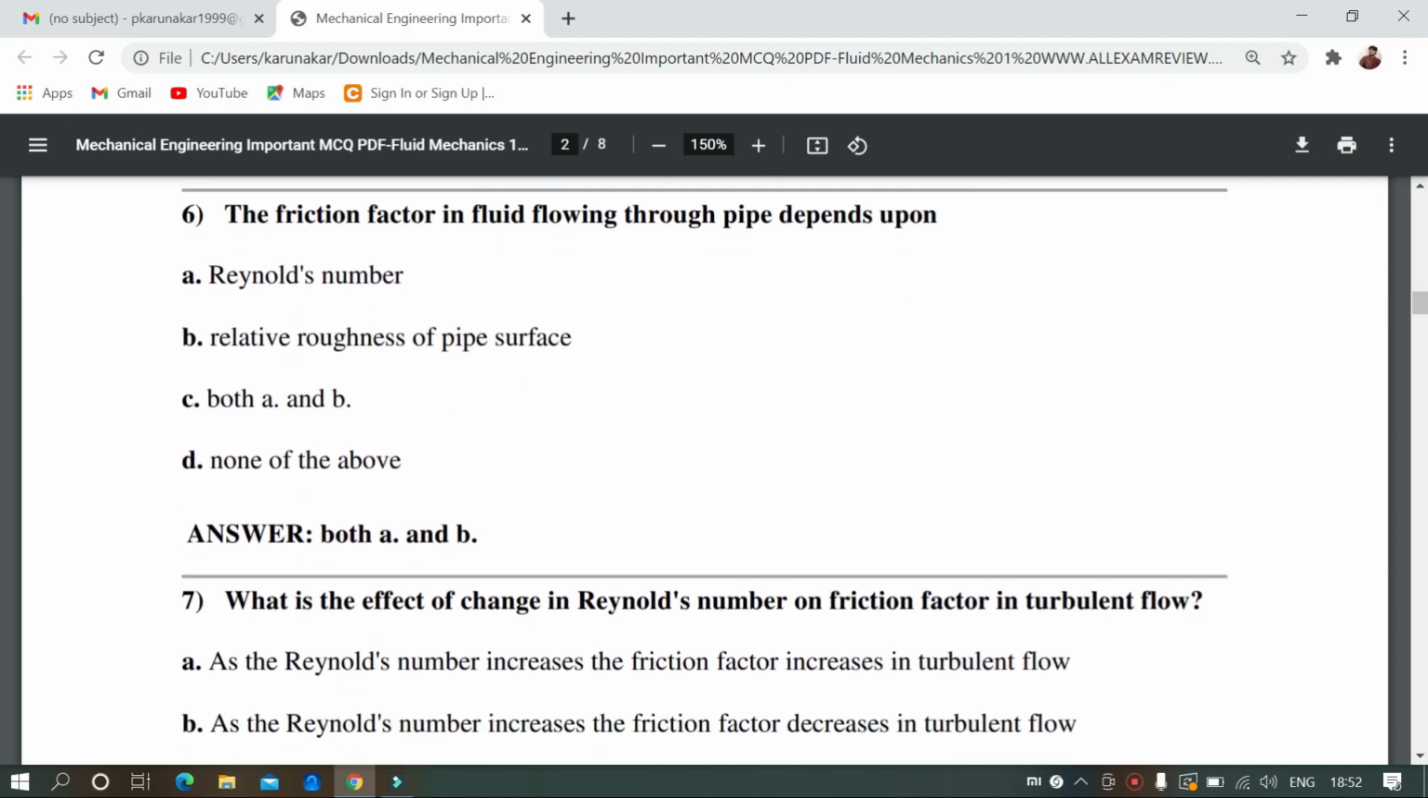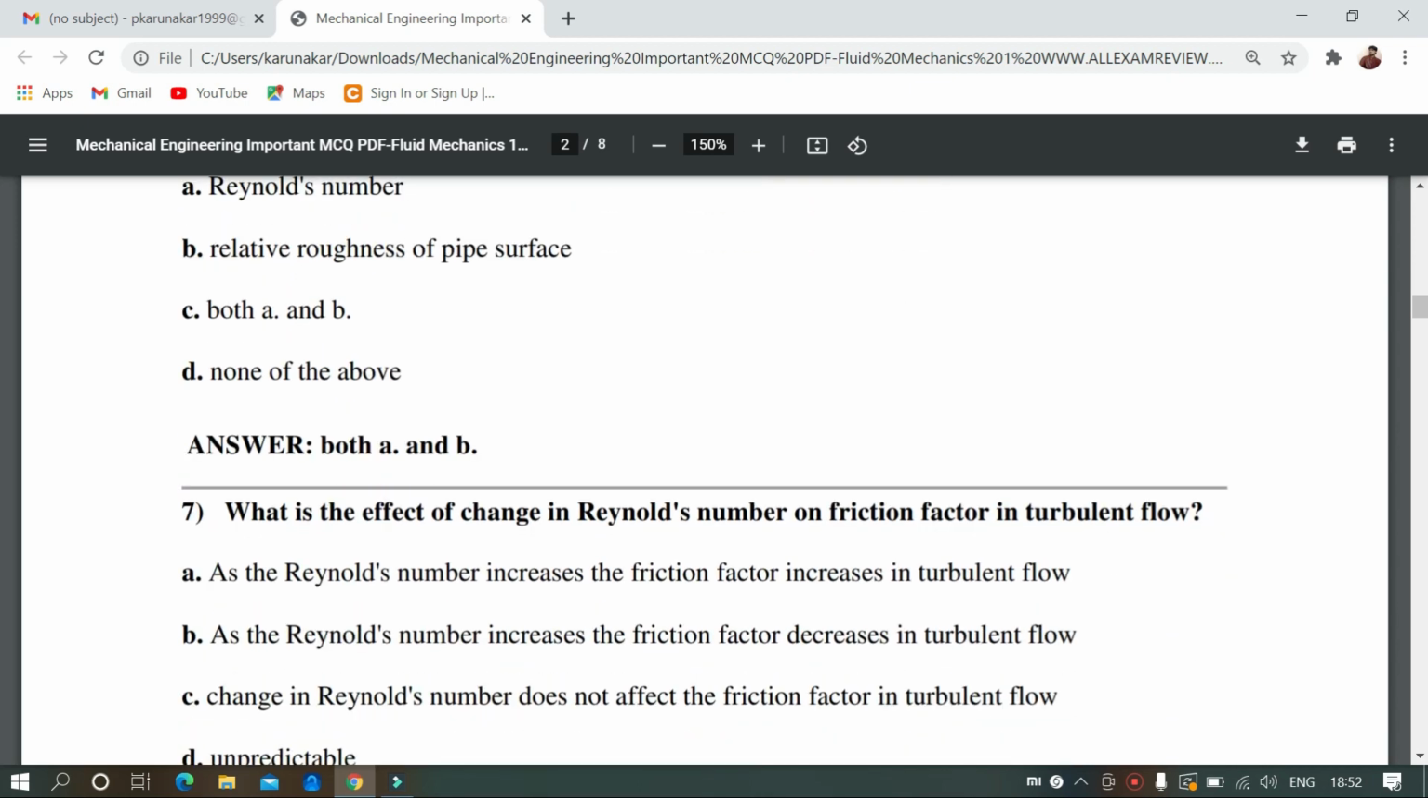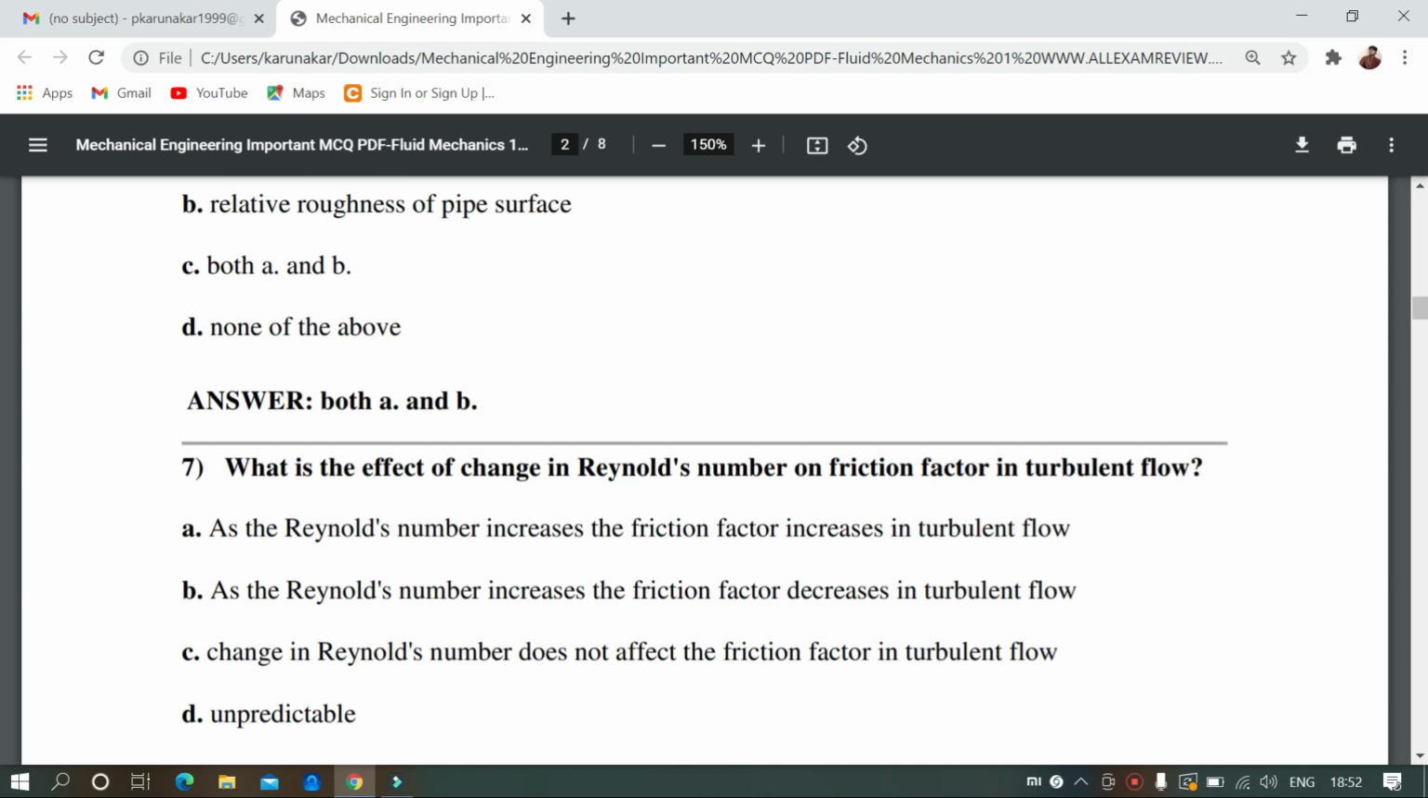Okay. Moving to the 7th question: what is the effect of change in Reynolds number on friction factor in turbulent flow? So guys, read the question very carefully. What is the effect of change in Reynolds number on friction factor in turbulent flow? Option A is saying that as the Reynolds number increases, the friction factor increases in turbulent flow.